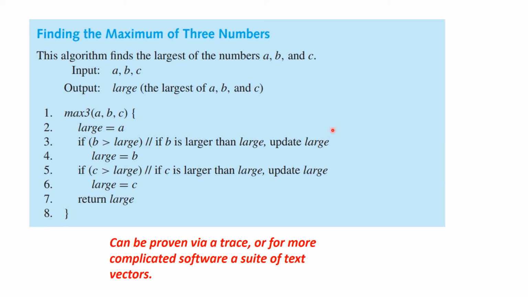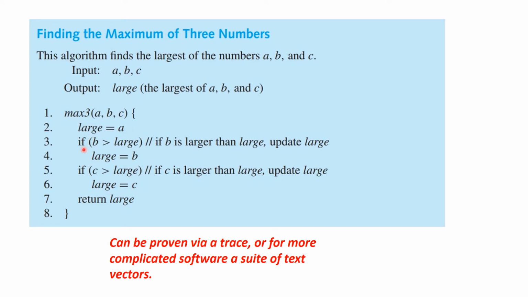Here's an algorithm that will find the maximum of 3 numbers, and this is written in pseudocode. So the input's going to be A, B, C. The output is going to be the largest of A, B, and C, and we're going to call it large. And so what happens is, this is the name of the program. You set A, the first element of the 3 numbers that you submit, to large. So you assign large the value of A.